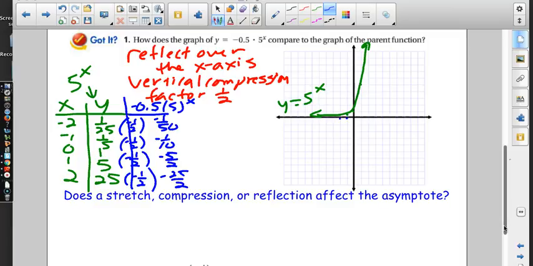At 0, oops, I lost that one. It got squashed. I'm at negative 1/2. At 1, I'm at negative 2.5. And at 2, I'm at negative 12.5. So I'll kind of aim about there. So it's a good place to aim. And connect those up in a smooth curve. Aiming towards my E here.